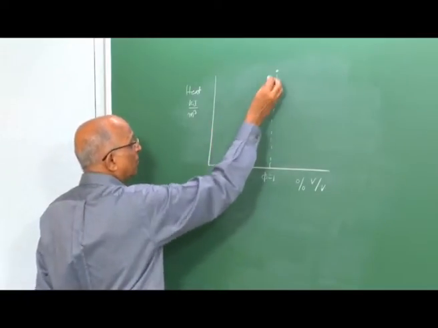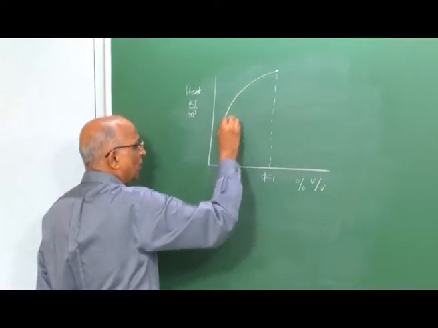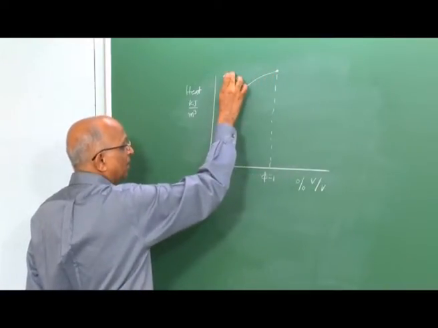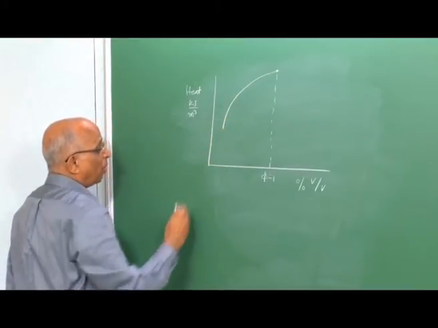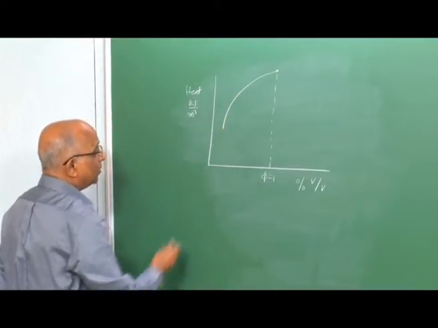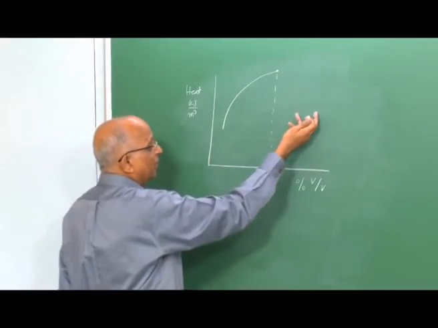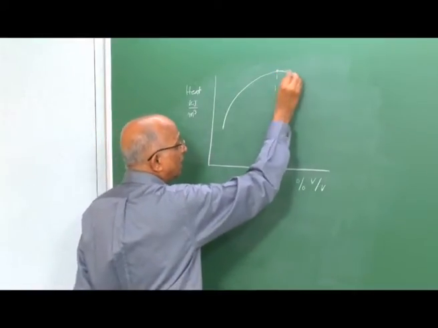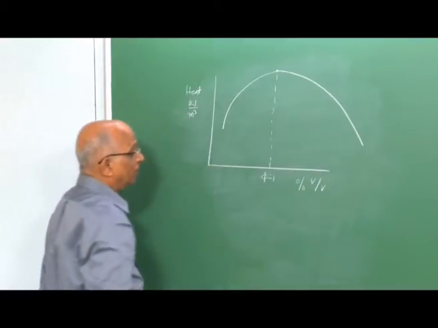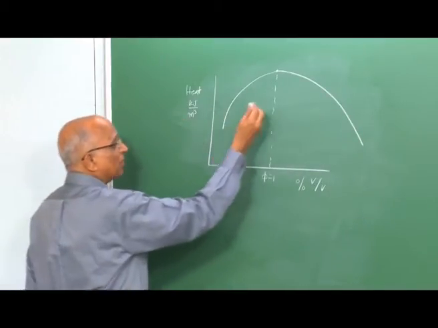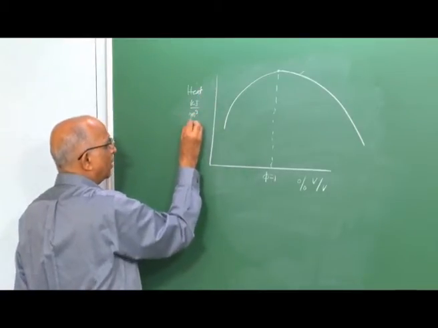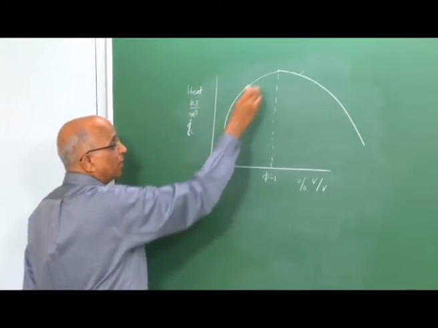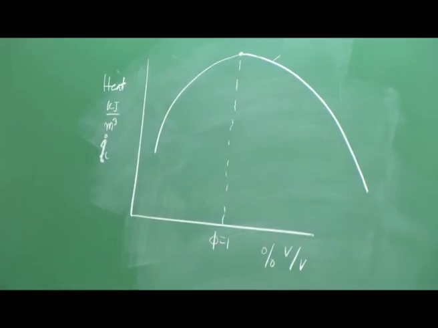The mass or volume of the mixture increases on the lean side, even though the heat of reaction remains the same. Therefore, the heat rapidly drops off in the lean conditions. In the rich conditions, I do not have sufficient air to burn, and therefore the heat drops off here. This is the type of signature I get for heat release, let us say Q_c dot in kilojoules per meter cube. This is the type of curve I get.